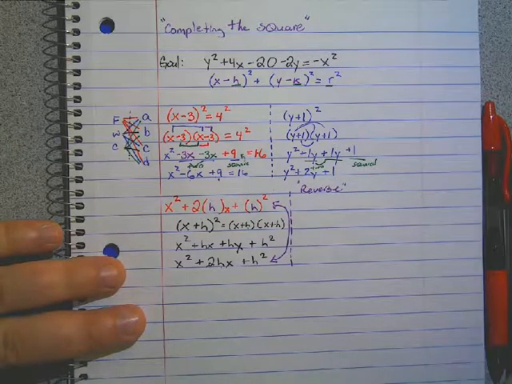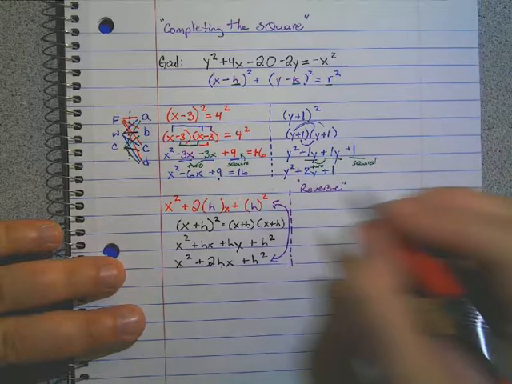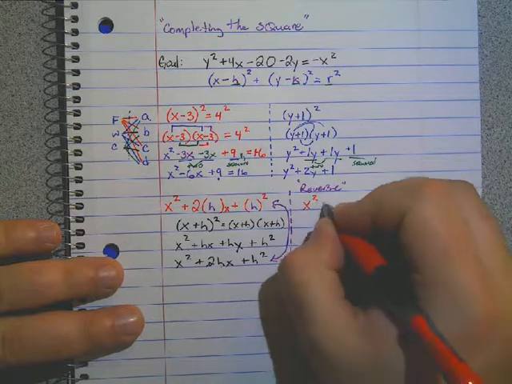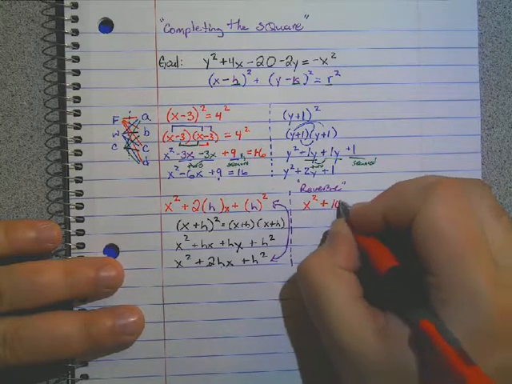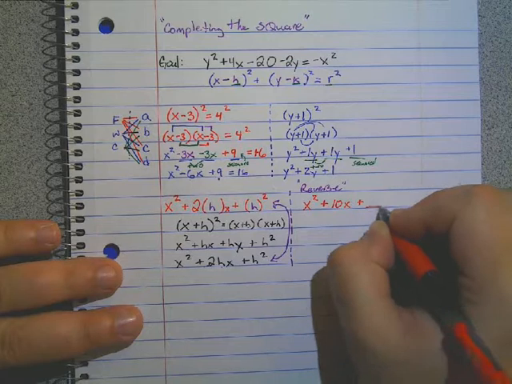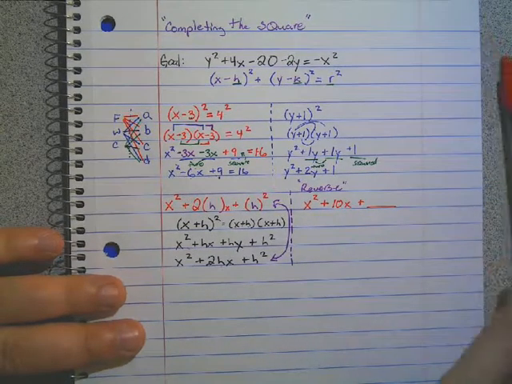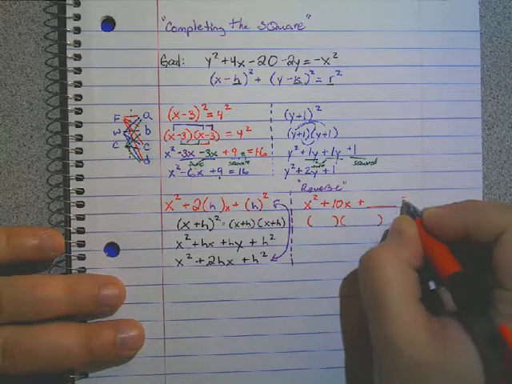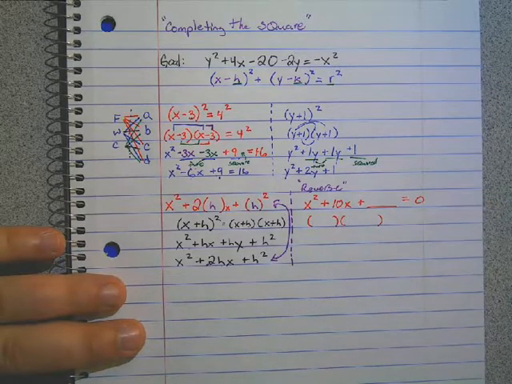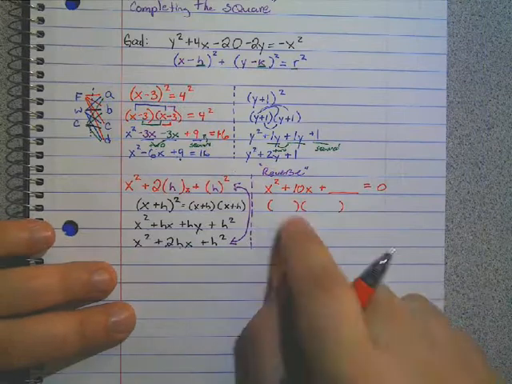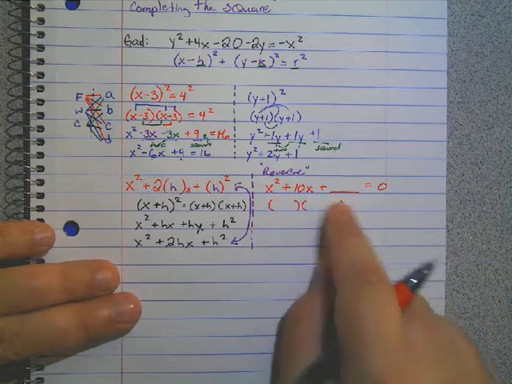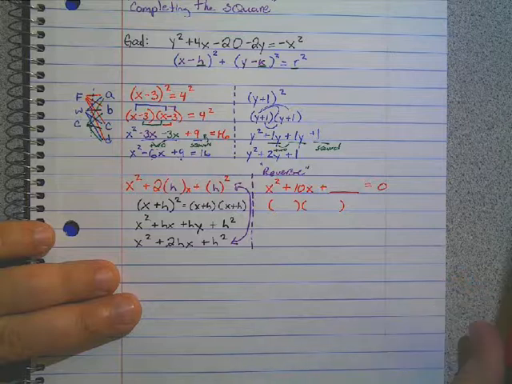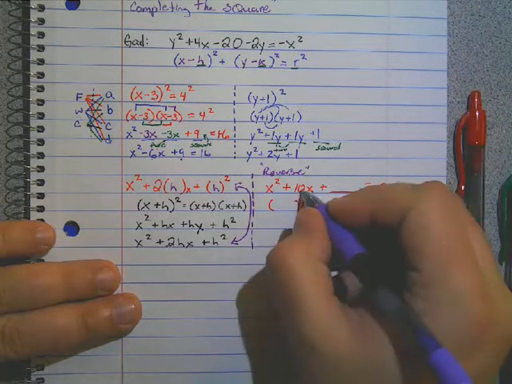So the question is, can we do that in reverse? What if I was to give you the answer and see if you could fill it in? What if I said, look, x squared plus 10x plus blank. What needs to go in that blank? And we'll say that equals 0 for right now. What needs to go in that blank to make this fit the criteria?